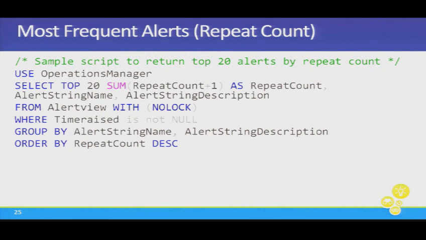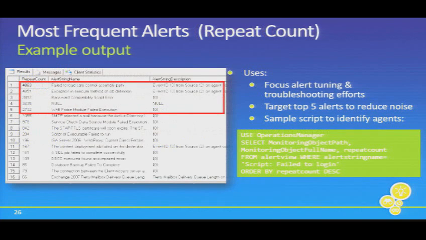This is a query that you can use to find the most frequent alerts by repeat count. Now, repeat count is something that you get with alert suppression. So instead of seeing a separate line item in your console, so a separate alert, you'll just see an increment to the repeat count column. And that's an example of the output that you might get from that.